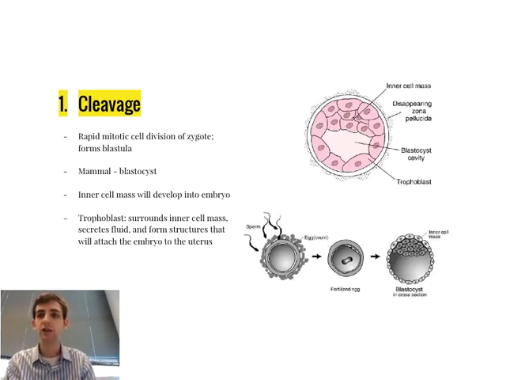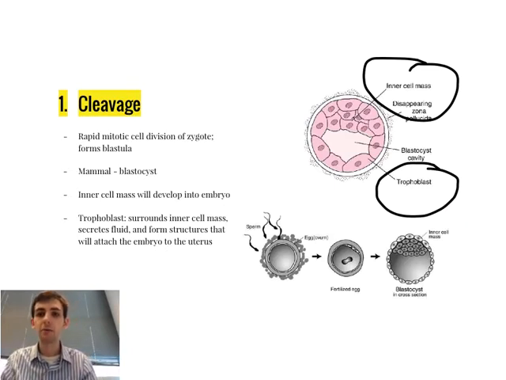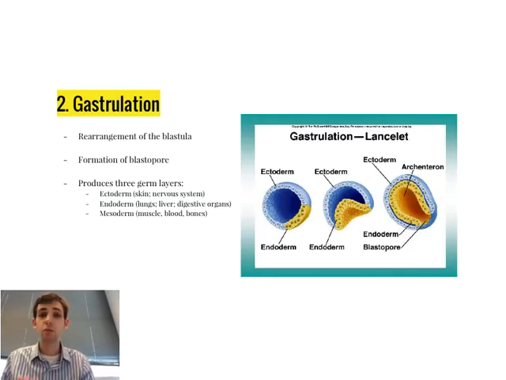And the blastula is composed of a couple different components, but the two that are most important are the inner cell mass and the trophoblast. The inner cell mass is what's actually going to develop into the embryo. And then the trophoblast surrounds that inner cell mass, and it's going to secrete some fluids, forming a structure inside that hollow ball called a blastocele, which is just a fluid. And it's also going to form the structures that attach the embryo to the uterus, so an umbilical cord. And so just make sure that you focus on the inner cell mass and the trophoblast and their importance in cleavage.